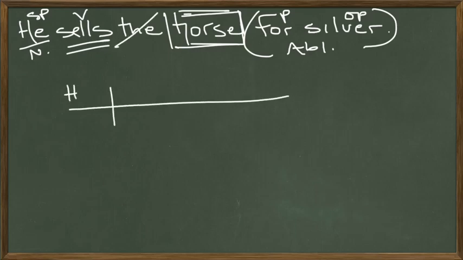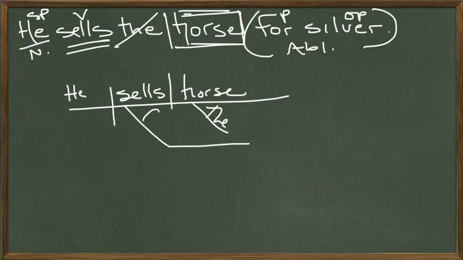Okay, he sells the horse. The horse, and he sells that horse for gold. I'm sorry, for silver.